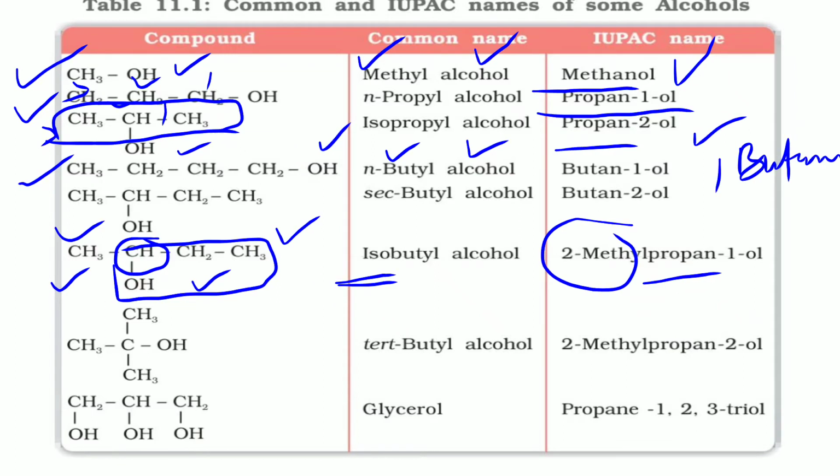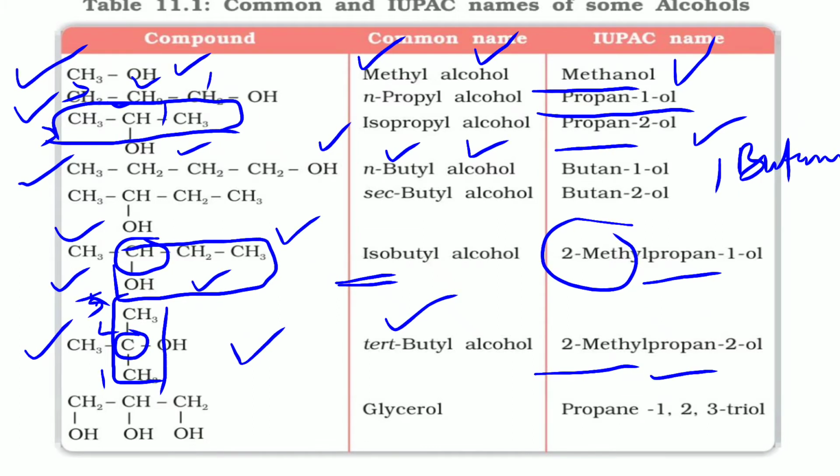Similarly, here you can see this is a carbon attached to 3 other carbons, so tertiary butyl alcohol. If we take the longest chain from here, it will be 1, 2 and 3. So at the 2 position a methyl is there, so 2-methyl, 3 carbons propane, and at the 2 position the OH group is there, so 2-ol. 2-methylpropan-2-ol.